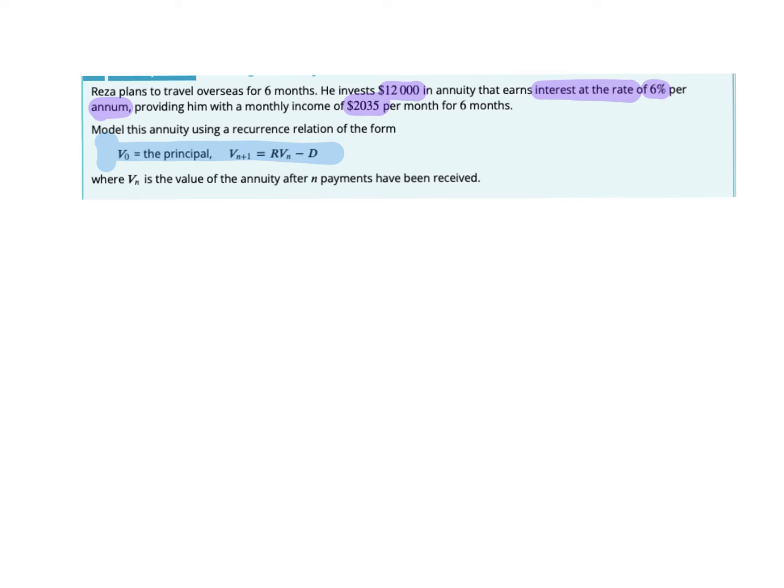Go have a look on your summary finance sheet. It says annuity. All right, so we've got to put the initial value, which would be the V0. So what he invests, which is 12,000.